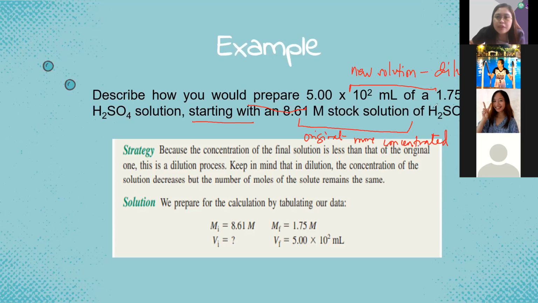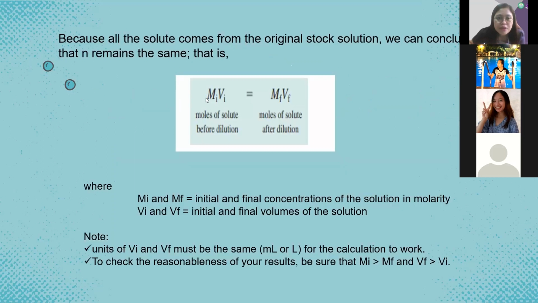Now, how do we compute that? In dilution process, we use this formula. MiVi equals MfVf, pero actually parehas lang na siya sa C1V1 equals C2V2. Itong C is for the concentration, the V is for the volume. Ito lang Mi kasi since ang hinahanap is molarity instead of the C, instead of using just the concentration, this is more specific for the molarity.